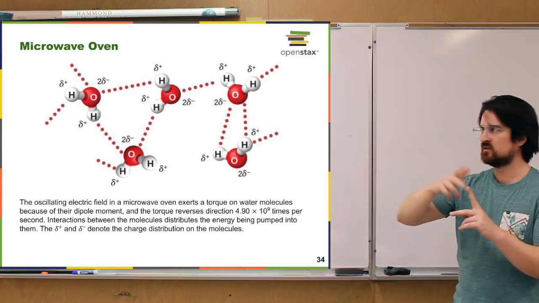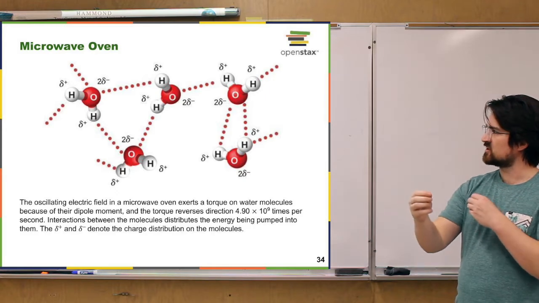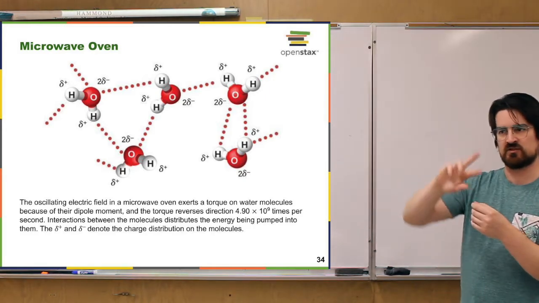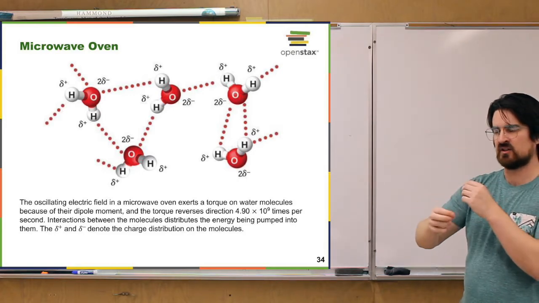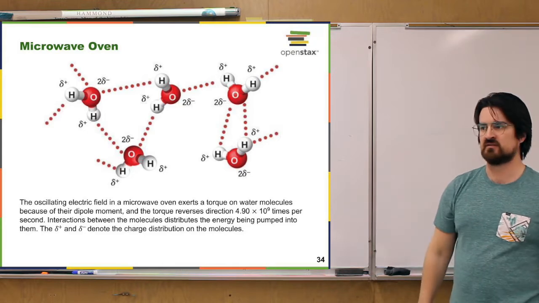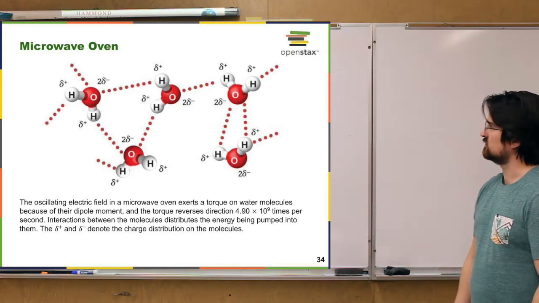Essentially, the electromagnetic field is going up and down billions of times a second, and it's acting like a torque on these water molecules, right? Because water molecules are polar. There's a positive side and a negative side, so it wants to align itself with that electric field. Since the electric field shifts, it constantly goes back and forth, which is essentially just dumping thermal energy into the water molecules, and then that fizzles out into the rest of the food.